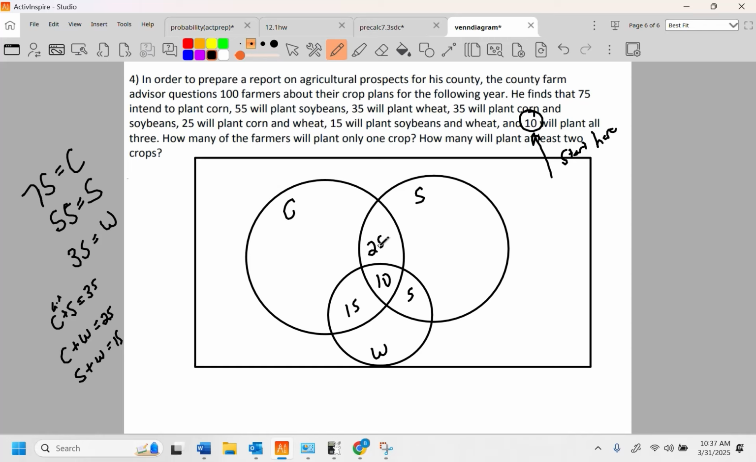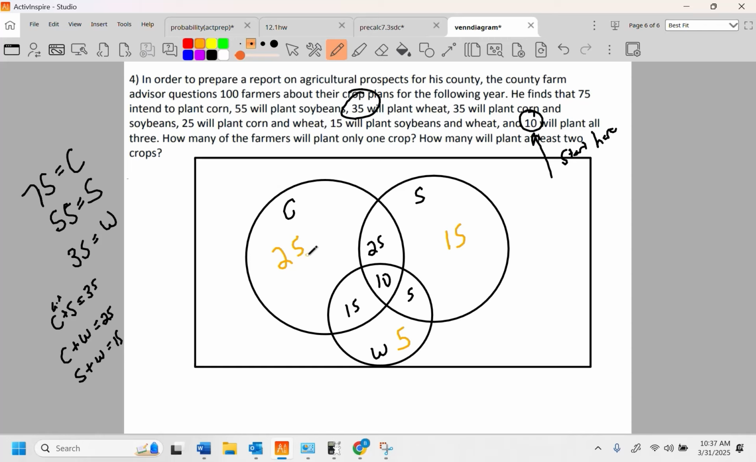Now I can kind of finish the rest of this. 35 are going to plant wheat. I've got 15 and 10, which is 25, and 5, which is 30. There's 5 more in that circle. Soybeans is 55, and I've got 25 and 10, which is 35, plus 5, which is 40. There's 15 more in that circle. Corn is 75. So let's see what we have already. We have 35, 50, so 25 more in that circle.